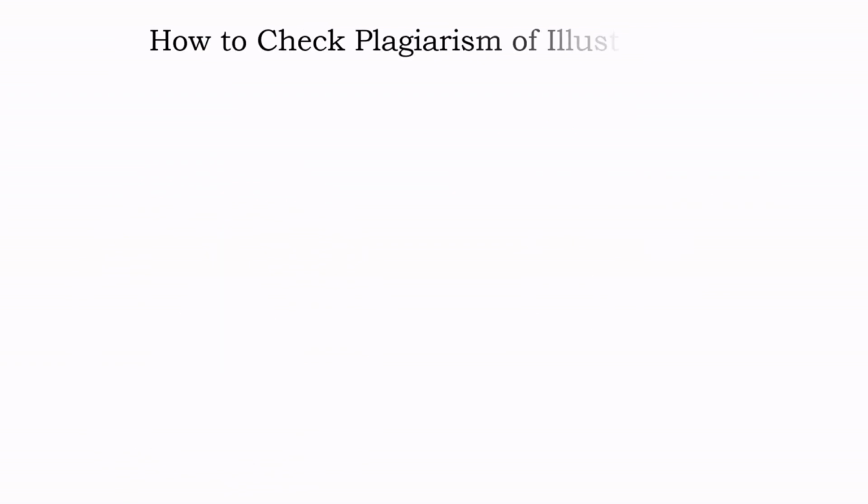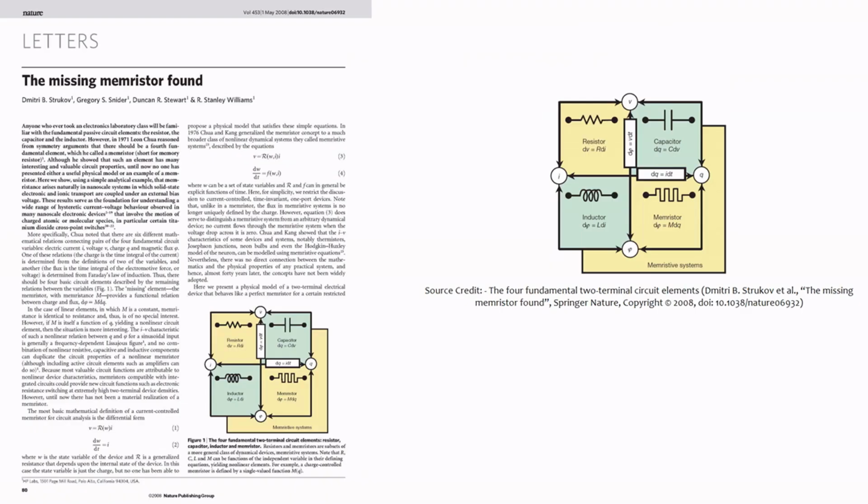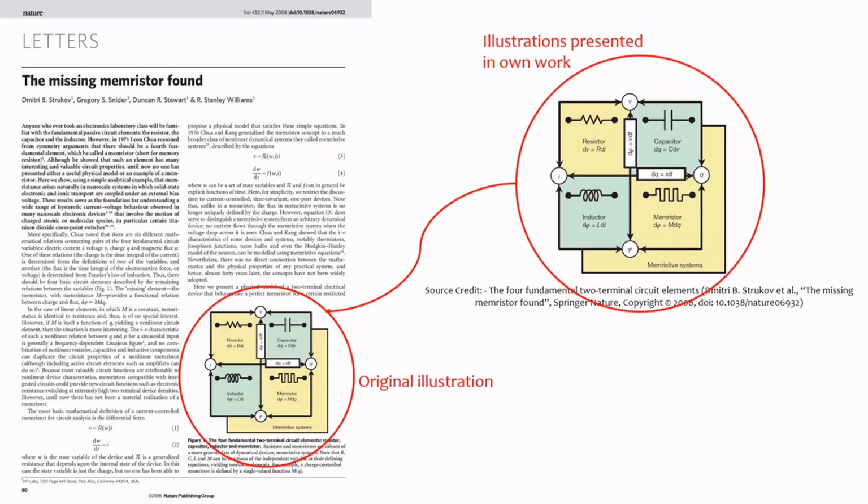Let's learn how to check plagiarism of illustrations. Here, I have taken an illustration from a Springer Nature journal. This illustration is for demonstration purposes only. This illustration represents the relation between 4 fundamental circuit elements. You can see here the original article, from where this illustration is taken. Here, I display the original article, that's why you know that the illustration belongs to this article. But when your instructor checks, how do they confirm this? The answer is that they will verify your source by some sort of detection procedure. So, how can they detect the illustrations?